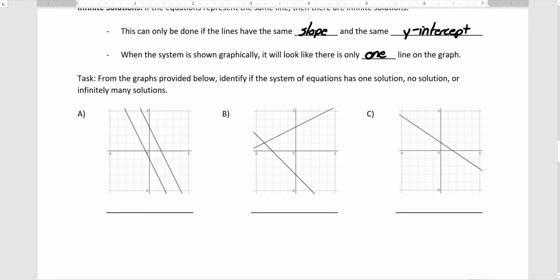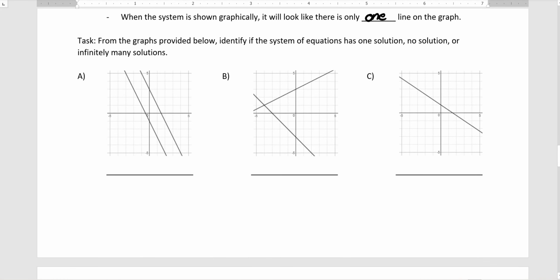So looking here, we can see letter A, same slope, different y-intercepts. This is an example of no solutions. Letter B, two lines intersecting at one point. That's an example of one solution. And letter C, it looks like there's only one line. Now, since this is a system, we know there's multiple equations, but multiple equations expressed by one line means that there are infinite solutions, right? Because any point on that line will make both equations true. All right, so let's dive into it.